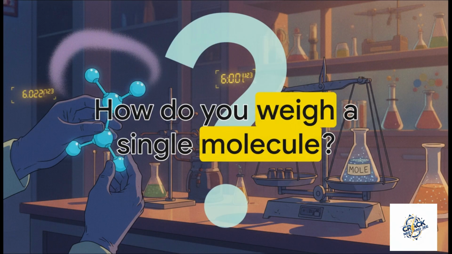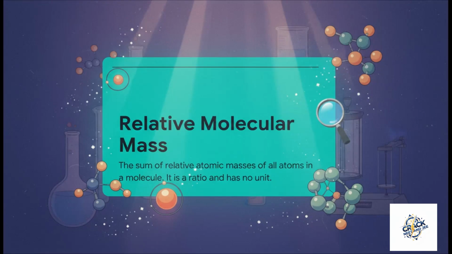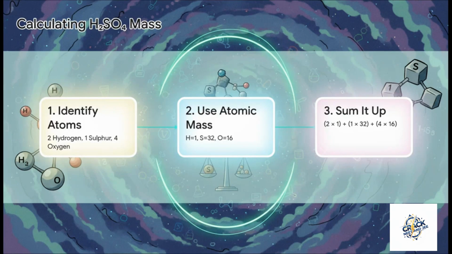So chemists had to get really, really creative. They had to invent a whole new system based on comparing things instead of measuring them directly. And here is that brilliant solution: relative molecular mass. The idea is, instead of asking, how much does this molecule actually weigh in grams, we ask, how much heavier is this molecule compared to a standard? And that standard is the carbon-12 atom. It's a genius workaround, and because it's just a comparison, a ratio, it doesn't even have units like grams or kilograms.